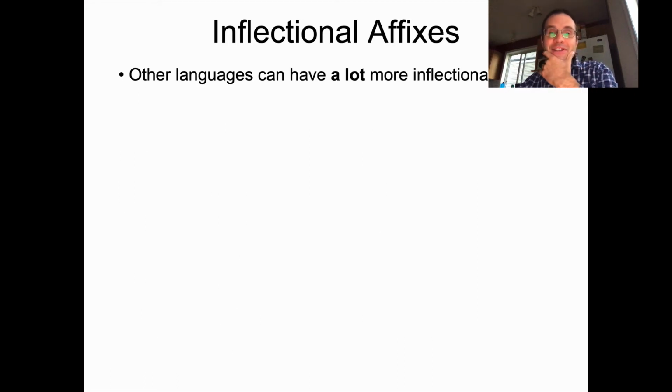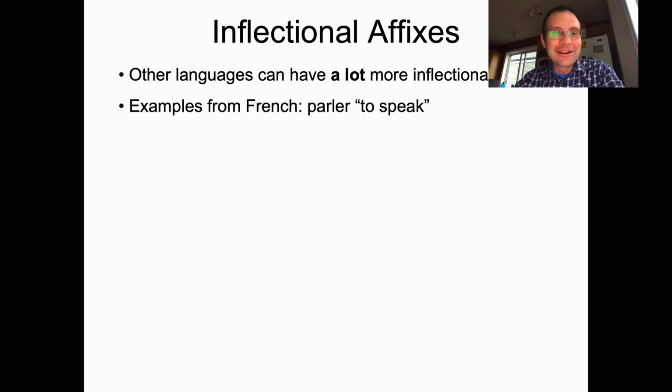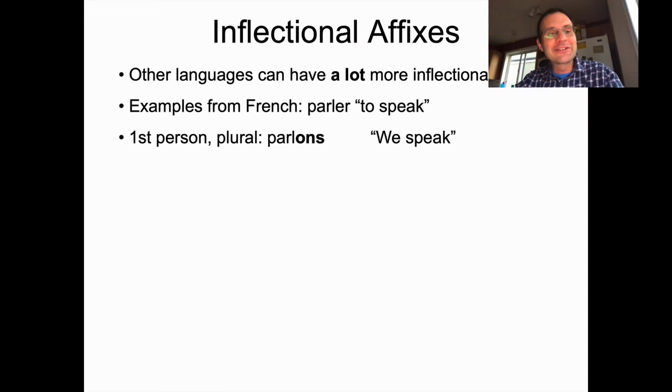Okay, other languages, as I've alluded to, can have many more inflectional affixes, you might say, depending on what sort of grammatical mood you're in. So I'll give you some examples from French. The French verb to speak is parler, which I can say more easily than the Italian verb for to speak, which I'm not going to try again. I'm conceding defeat on that one for now, until I try to go to Italy again.